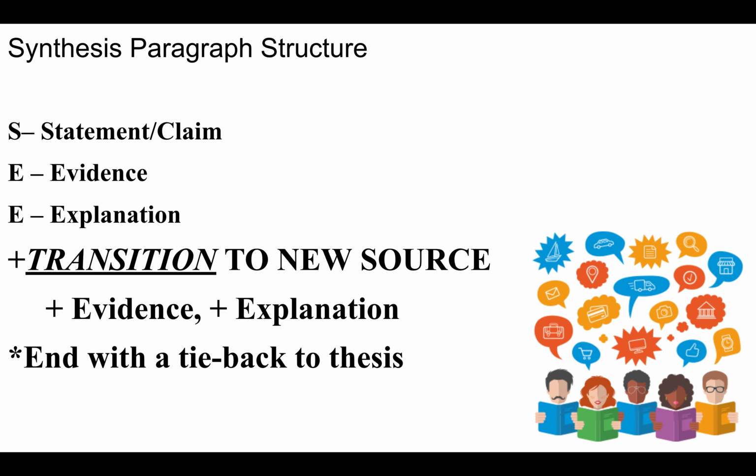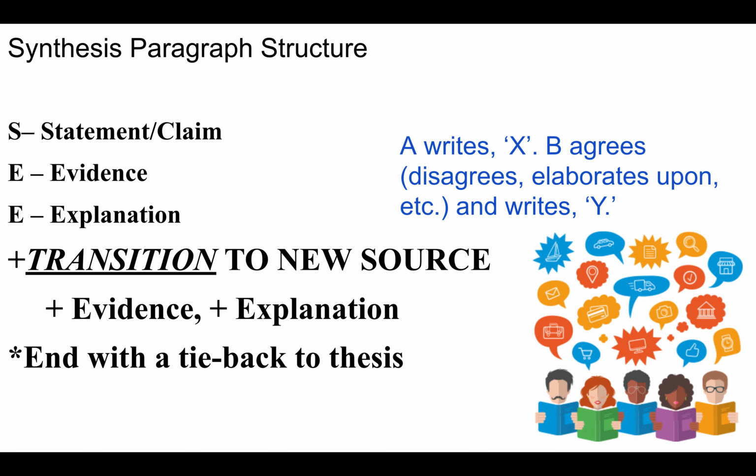In a synthesis paragraph, we still use C-S-E-E. So we have a statement, we pull in evidence, we explain the evidence, but then we have those synthesis connectors that transition us to a new source. And then we provide evidence and explanation of that source. And sometimes even again, right? So we have another E because we have evidence coming in from another source. Transition to that new source, right? So some of your transitions might look like this. Source A says this. B agrees and writes this. Or B elaborates upon that same idea. It's also a really good idea to include synthesis of different types of evidence.